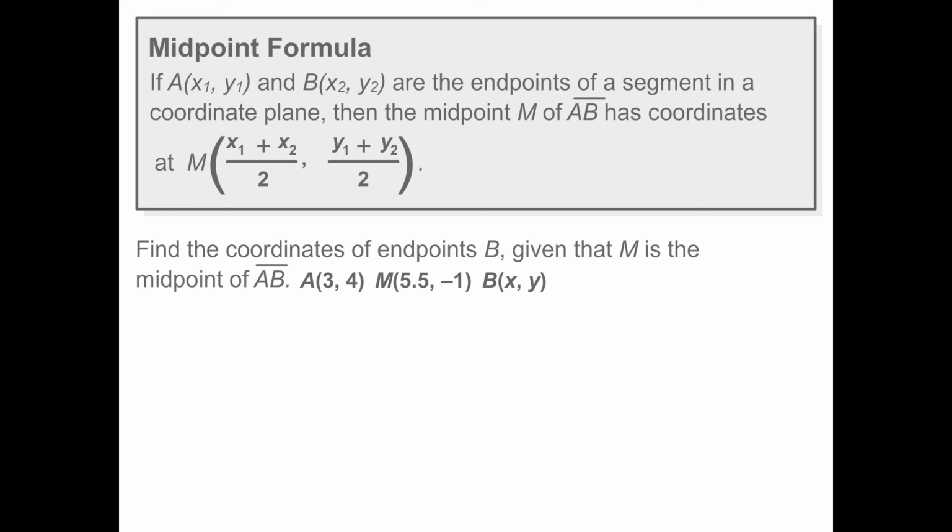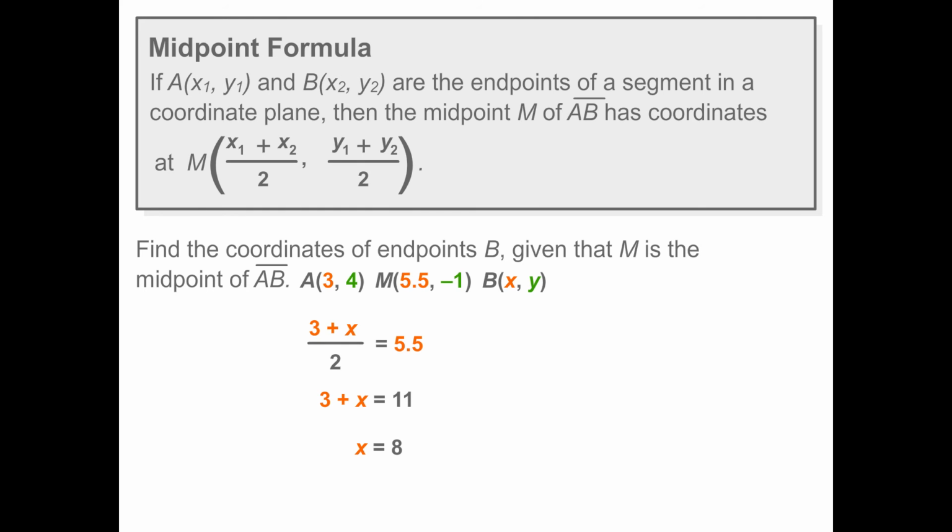Next, we will set up two equations, one for x and one for y. For the x's, average the x-coordinates of the endpoints. 3 plus x divided by 2 equals 5.5, the x value of the midpoint. Next, multiply both sides by 2. Solve for x, and the result is x equals 8. This is the x-coordinate for the endpoint B.